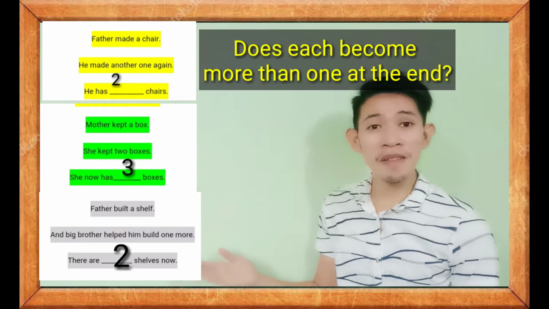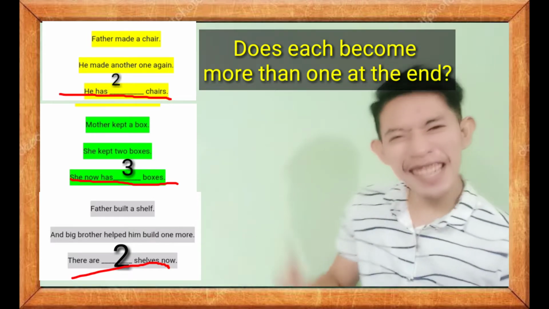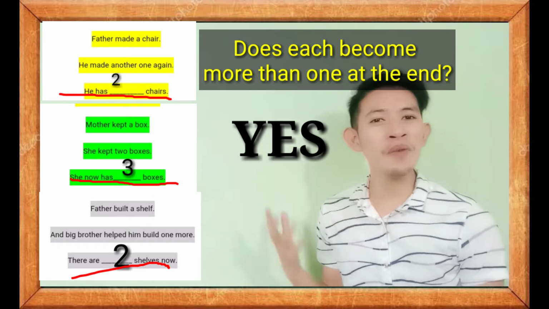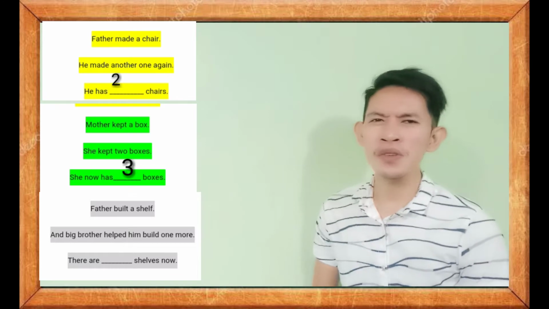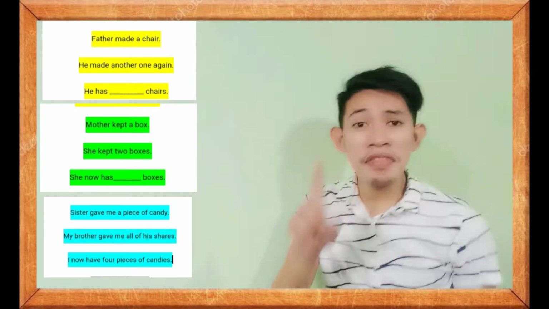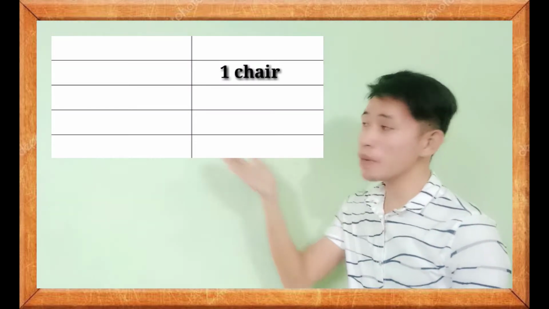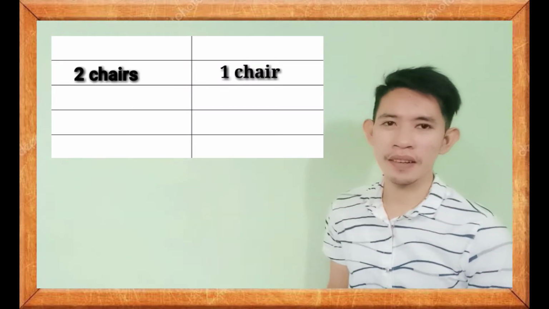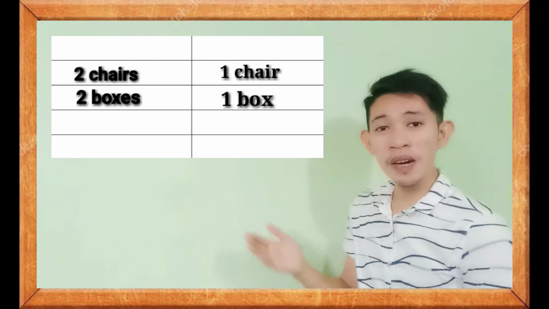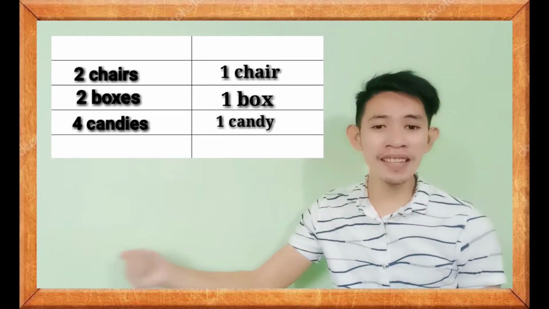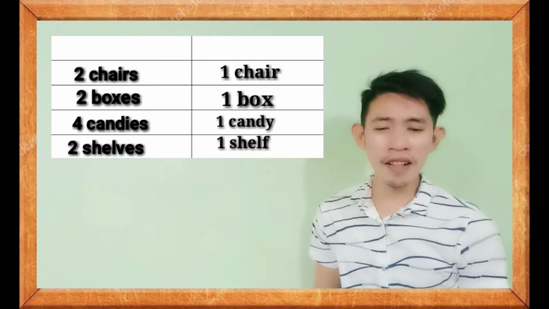Does each become more than one at the end? Very good. Yes. There is more than one thing being mentioned at the end of the story. So what does it mean then? In that case, we have 1 chair became 2 chairs. 1 box became 2 boxes. 1 candy became 4 candies. 1 shelf became 2 shelves.